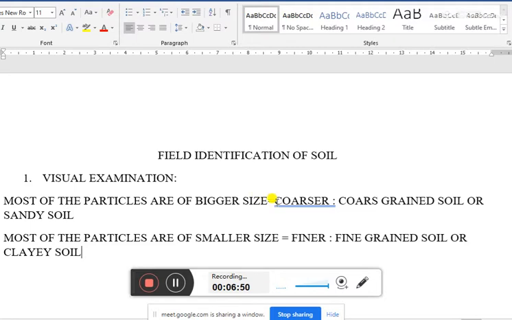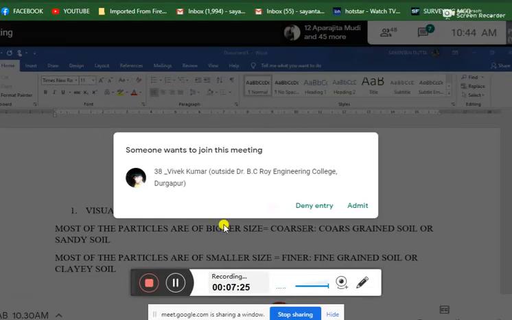That means by the visual identification, two cases may appear. One is if most of the particles are of bigger size, or most of the particles are of smaller size. If most of the particles are bigger, then obviously the soil is classified as sandy soil or coarse grained soil, and if most of the particles are of smaller size, the soil may be classified as fine grained soil or clay soil.